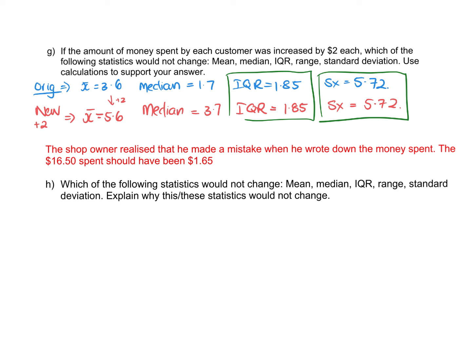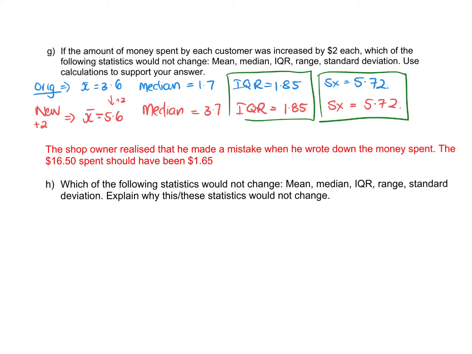The IQR explains how the numbers range around the median. If we've added 2 to everything, we're not changing how they differ. They've all had 2, so that's going to range the same. And the same with the standard deviation, it shows you how you range around the mean. So if we've added 2 to everything, then it's still ranging around the same. So that's a case of if you're adding 2 to everything, those two would remain the same.